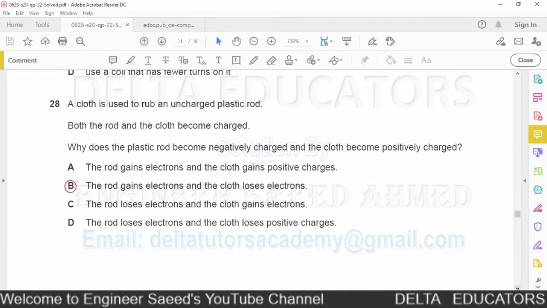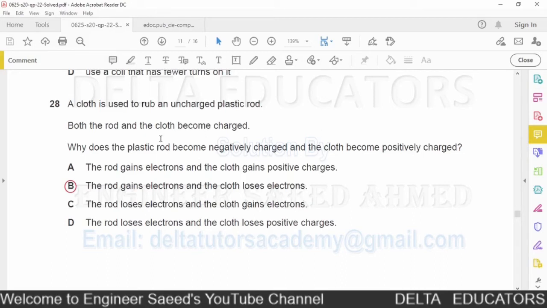Question number 28. A cloth is used to rub an uncharged plastic rod. Both the rod and the cloth become charged. Why does the plastic rod become negatively charged and the cloth become positively charged? Here the plastic rod becomes negatively charged, which means it has gained electrons, and the cloth becomes positively charged, which means it has lost electrons.